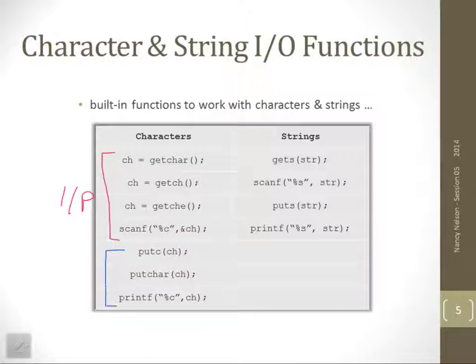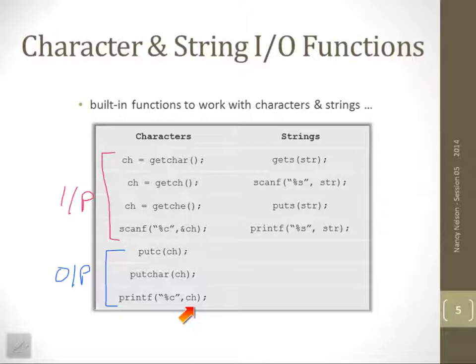The last three we have down here are for outputting characters. So the first one is putc. The character it's going to put, and it's going to put it to the default output, which is the screen. So it's going to print whatever ch is. Similarly, putchar is going to do that. And finally, printf is going to, because we've told it to print a character, print out whatever that character is.